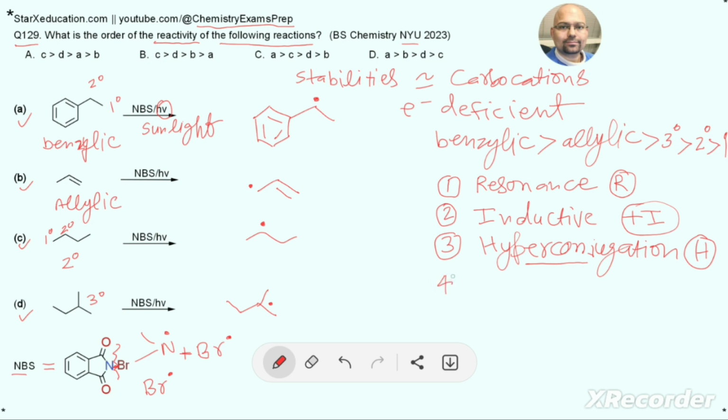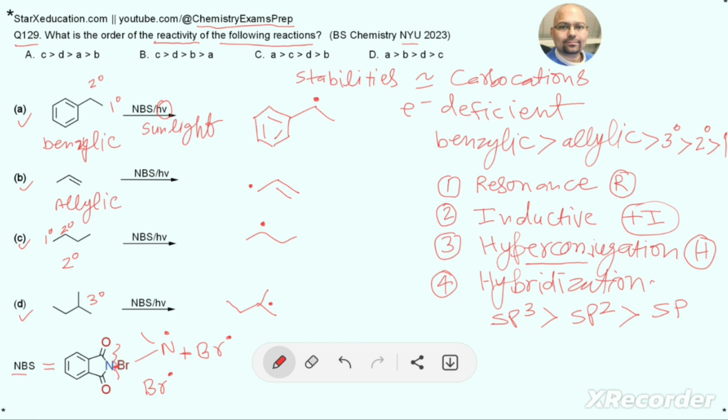The last one is the hybridization. So if the hybridization of carbon is sp3, that would stabilize the radical the most, and if the carbon that has the radical is sp2 hybridized, it would be less stable, and the least stable radical would be where the radical is on an sp carbon.